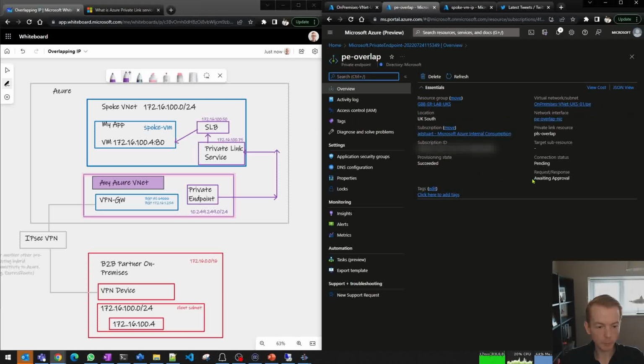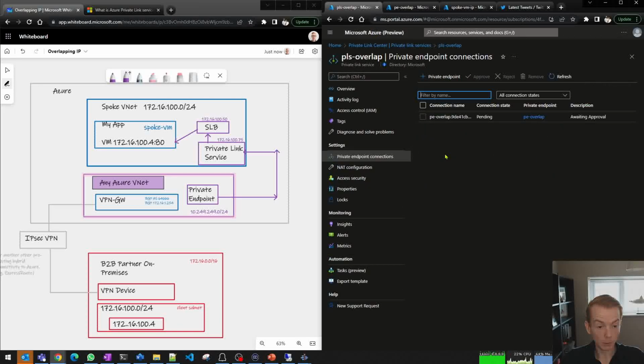Notice that when the private endpoint gets deployed, it sits in a pending status. This is effectively waiting for the people that manage the blue box to approve my connection. And we'll see that here as the connection state pending. You just select that and approve it.